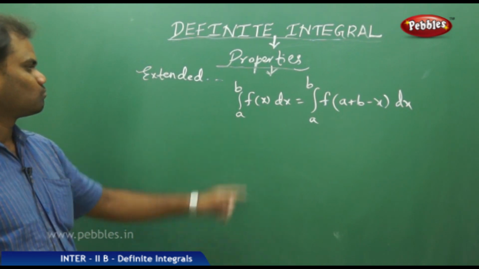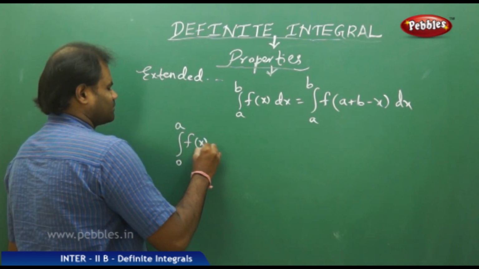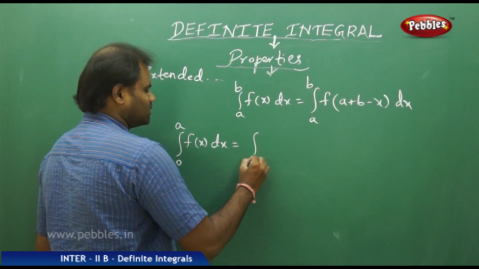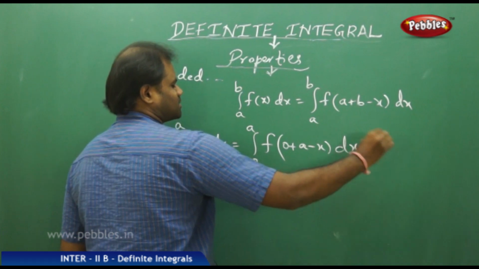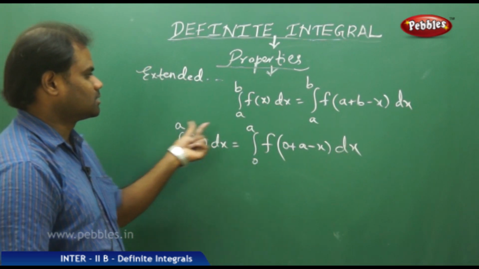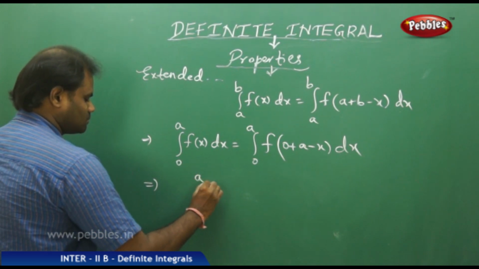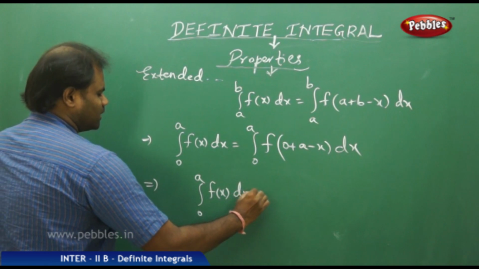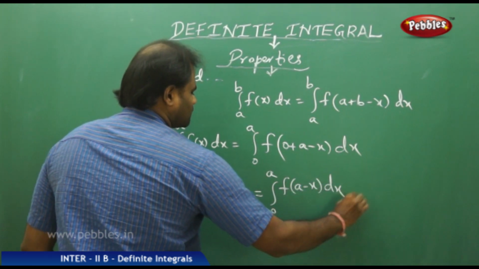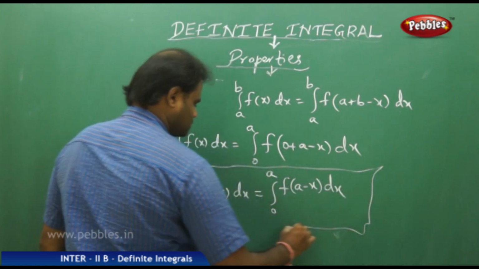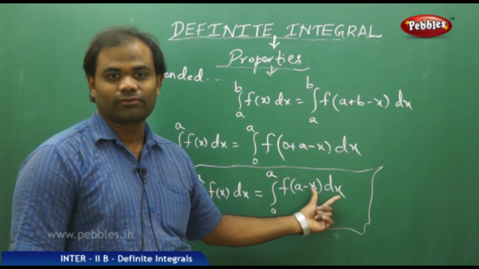If suppose I have to find integral 0 to a f of x dx in this form, then this would be integral 0 to a f of 0 plus a minus x dx, by substituting 0 as lower limit and a as upper limit in this formula. It implies integral 0 to a f of x dx is integral 0 to a f of a minus x dx.